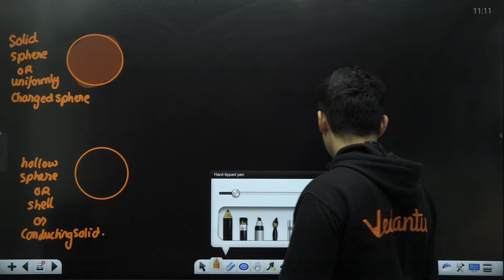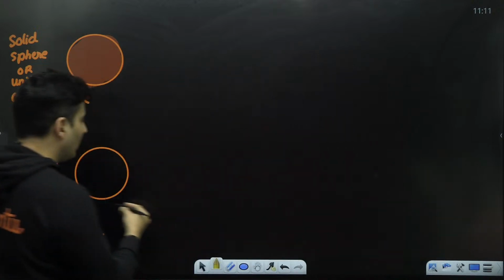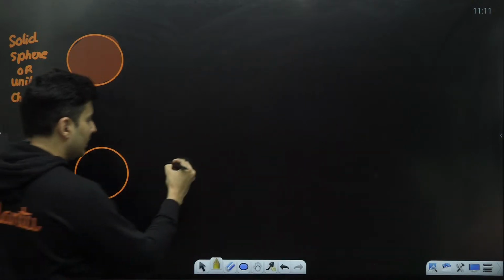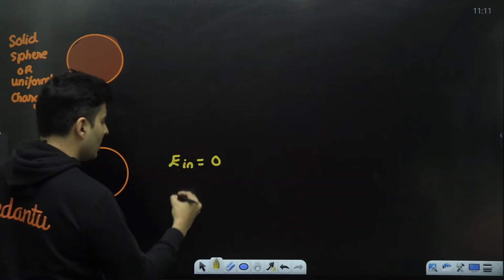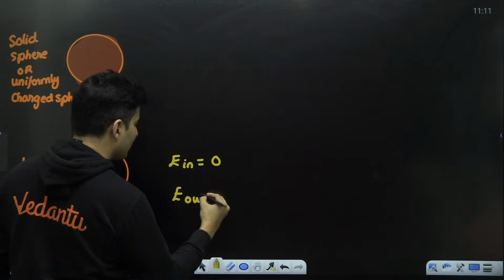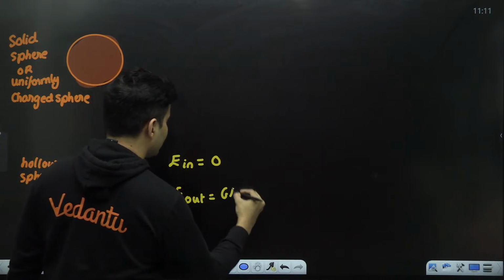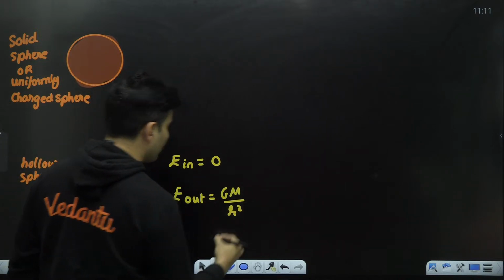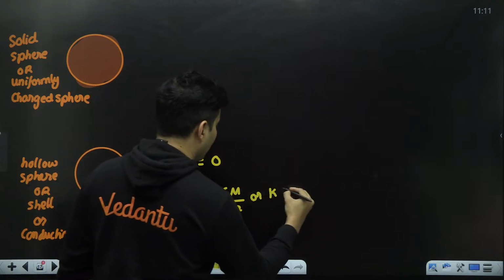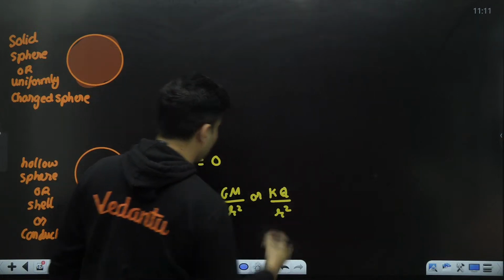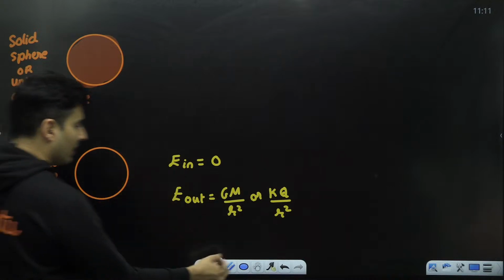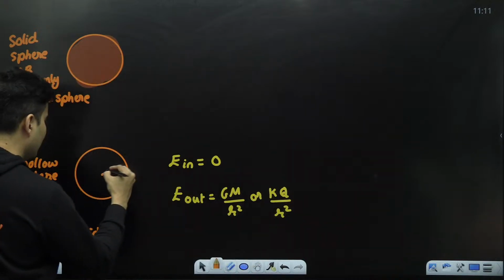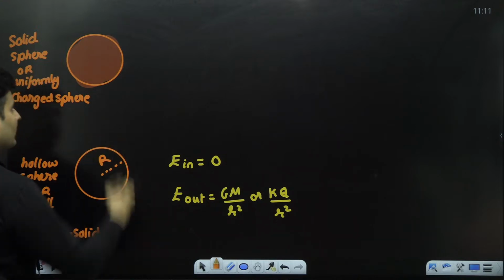So what are the formulas for the field? If you talk about the shell, then the electric field or gravitational field inside is always zero. But the moment you go outside, the gravitational field is GM by r square, or you can say kQ by r square in terms of electricity. This r is the total distance, irrespective of what the radius of that shell is.